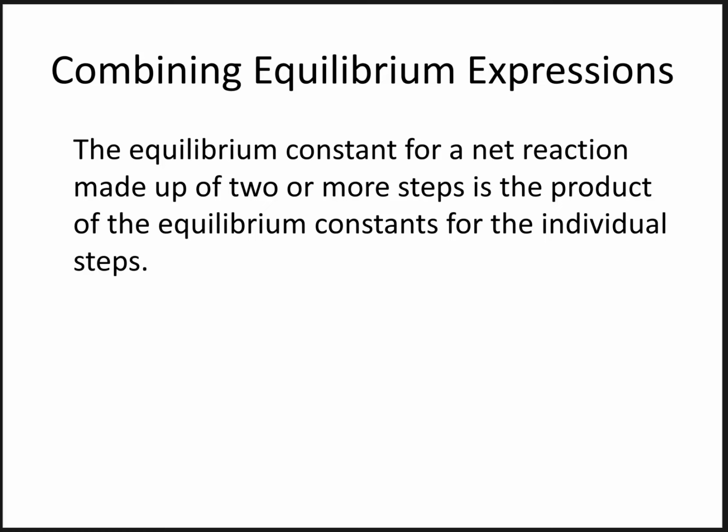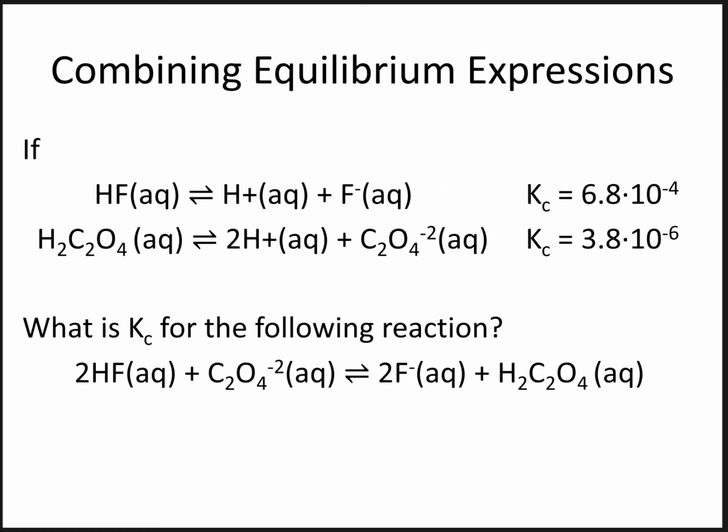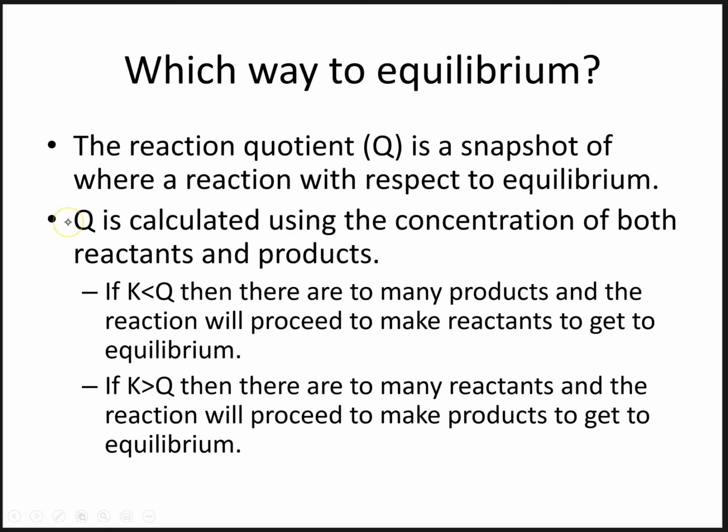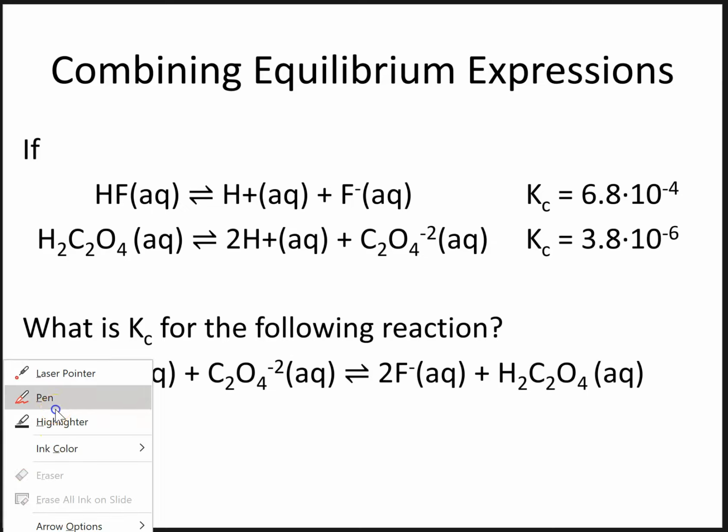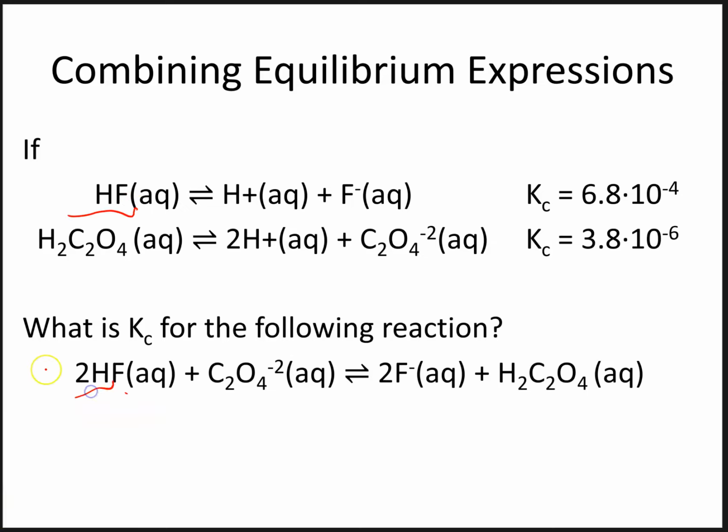So let's take a look at this reaction here involving hydrofluoric acid and I believe that's oxalic acid. We've got two known equilibrium expressions for those two acids, and what we want to do is find the equilibrium constant for this reaction we don't know. So we begin to look and match up things that we can identify in the reaction. Here we've got HF right here, and HF right here.